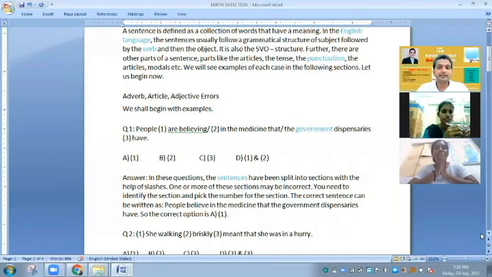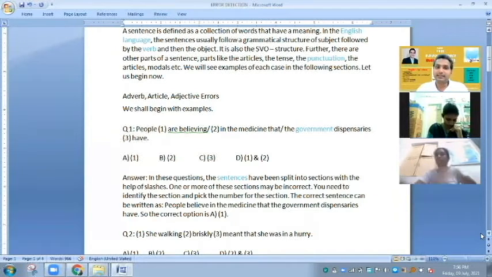The correct sentence can be written as: people believe in the medicine that the government dispensaries have. So the problem is with our believing here. That means believe, being a verb which is used here as a main verb, cannot be used in continuous form or progressive form. That's the main takeaway. So whenever you find a word like believe, never expect it to be used as a continuous form. So it is very important to note this point.